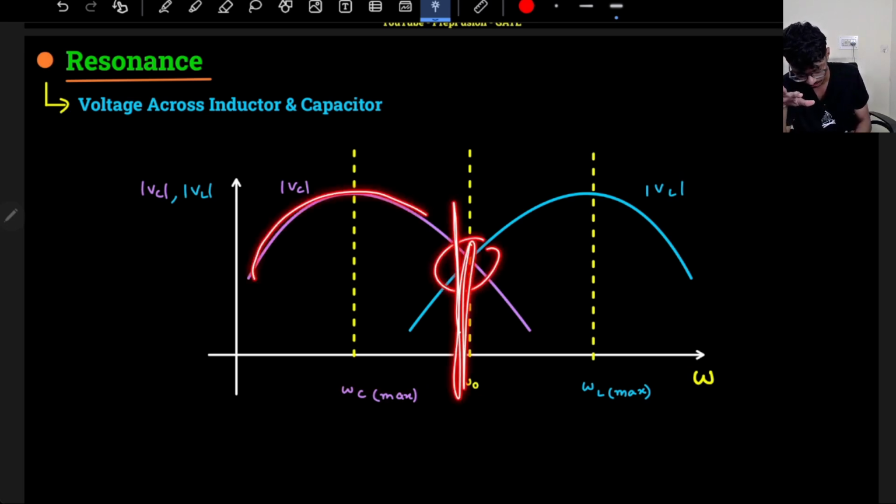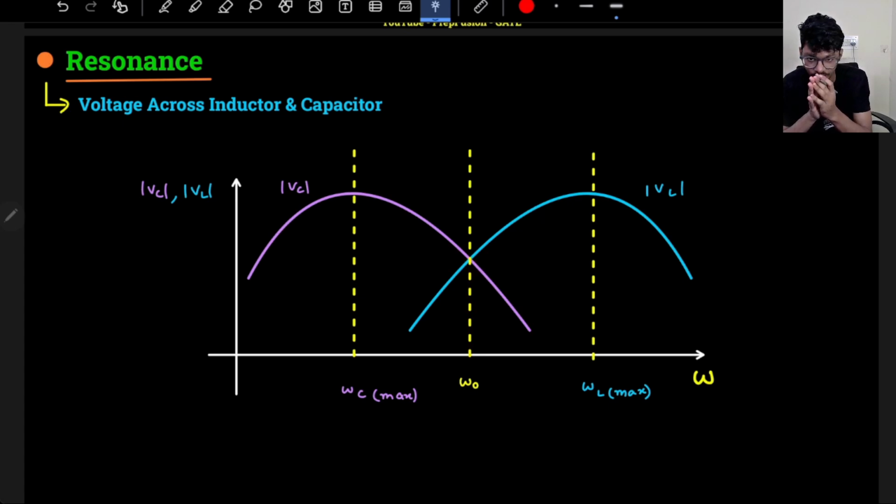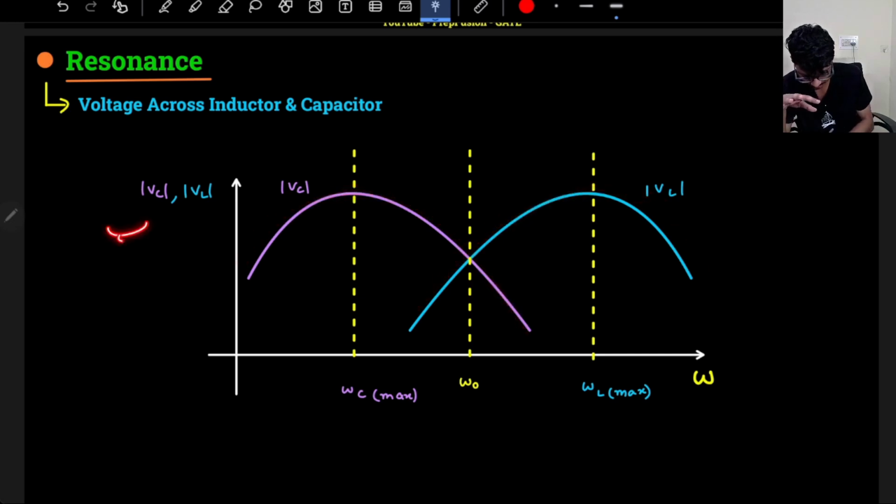So this is the graph for the magnitude of capacitor voltage. This is the graph for the magnitude of inductor voltage. So what do we understand? The inductor voltage and capacitor voltage will be the same at omega naught frequency, because they will cancel each other out. There will be no imaginary component, just the real component will be present. So these are the graphs. Just know a graph like this exists.